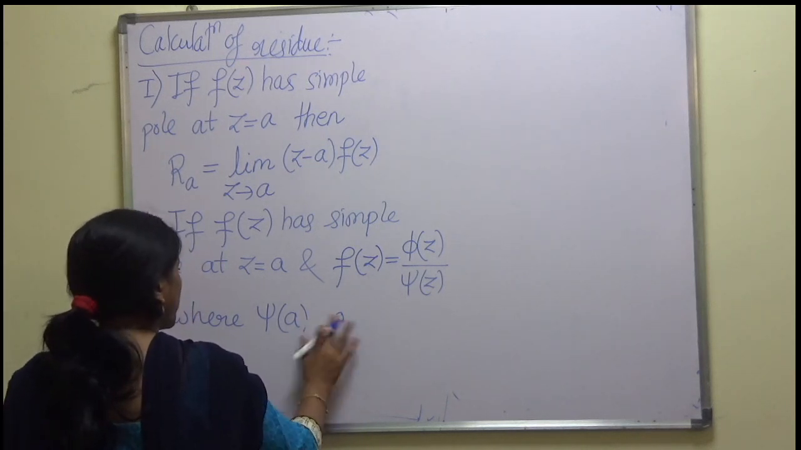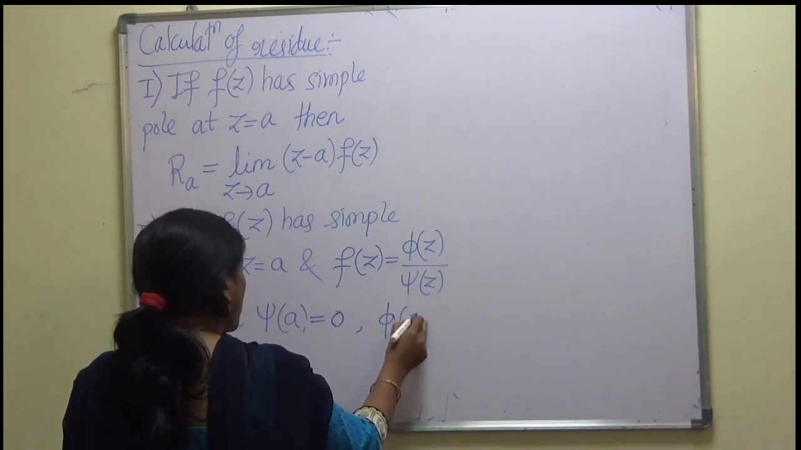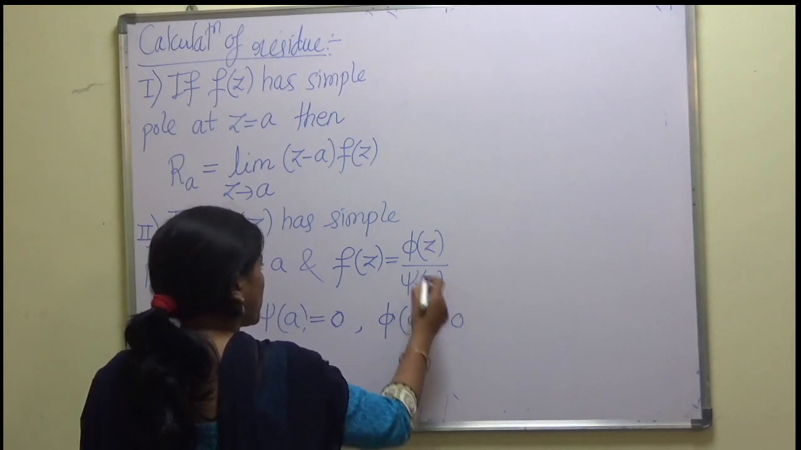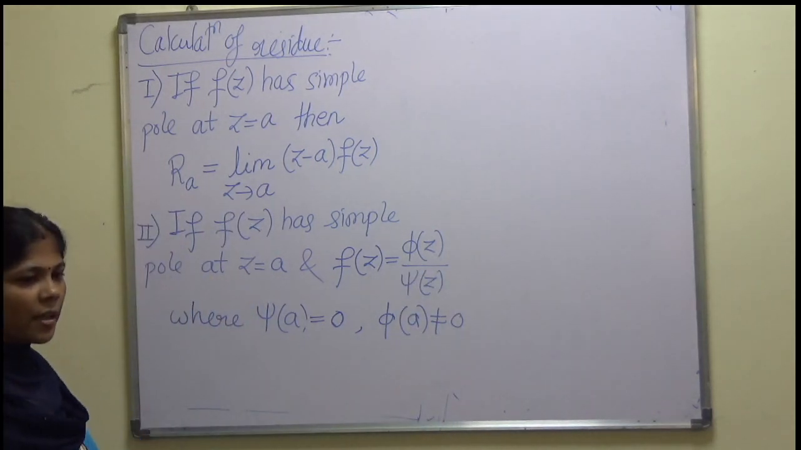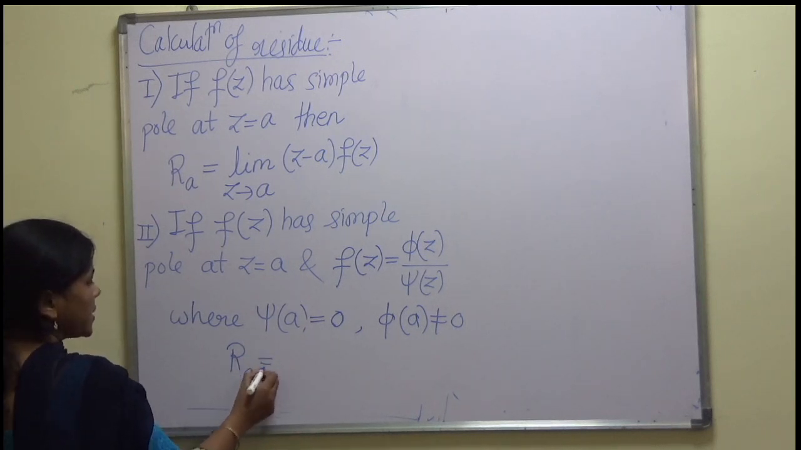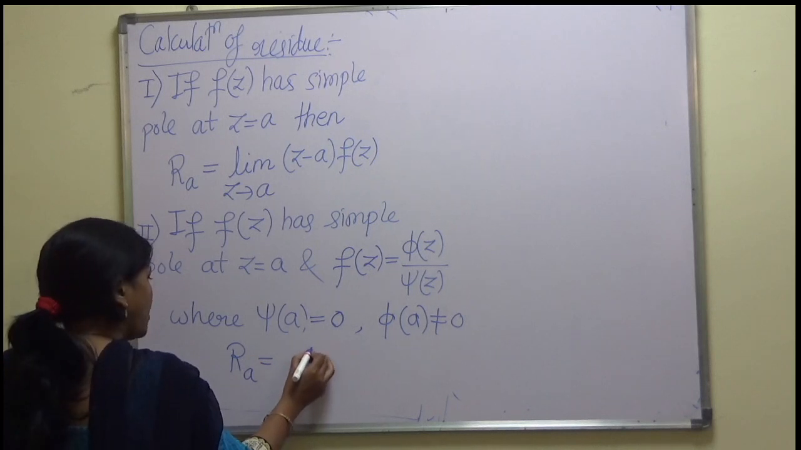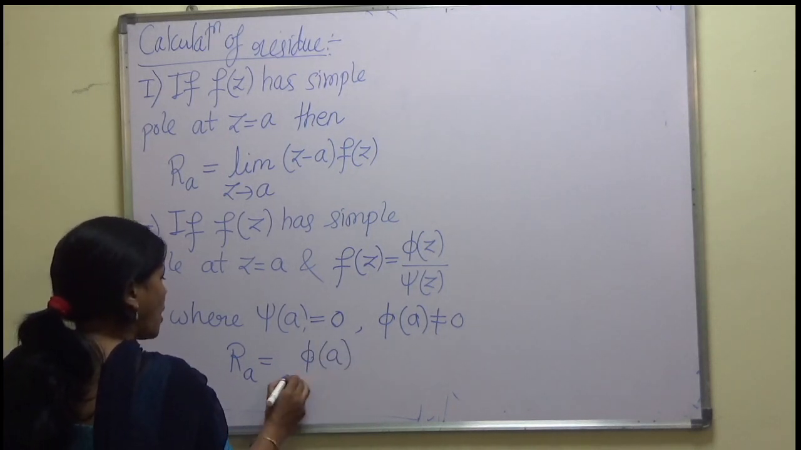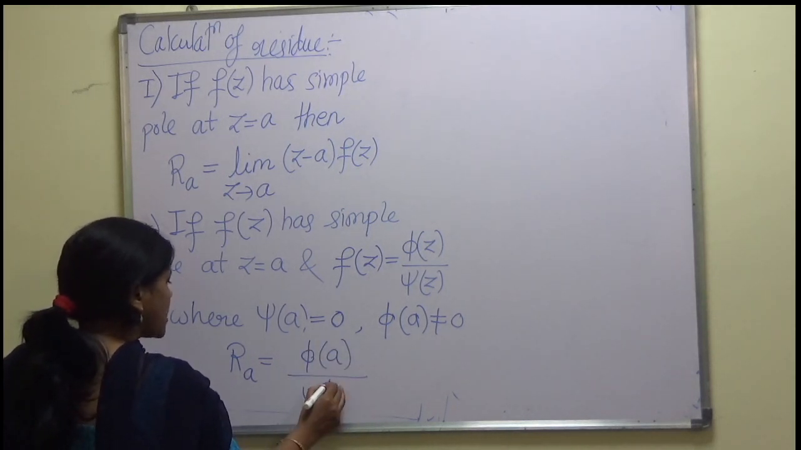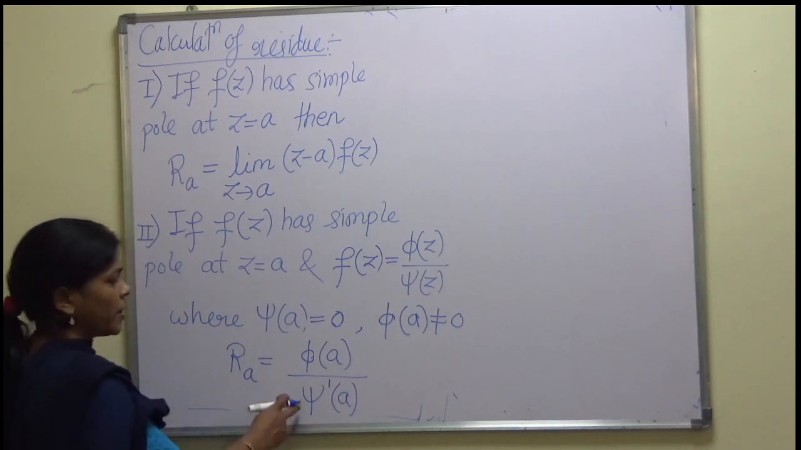psi of a is equal to 0, but phi of a is not equal to 0. When this condition is there, then the residue at z equal to a of the function is given by simply phi of a upon psi dash of a. Phi of a upon psi dash of a.